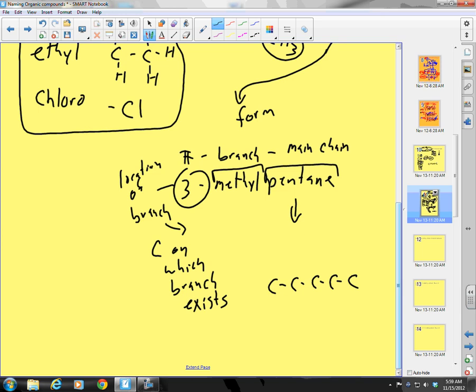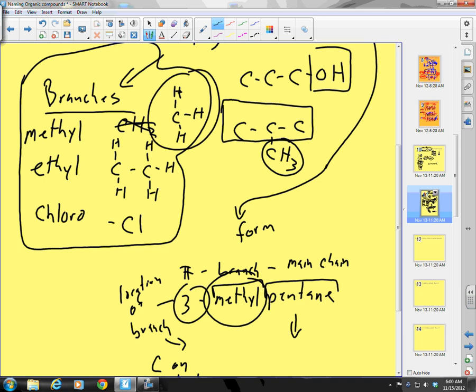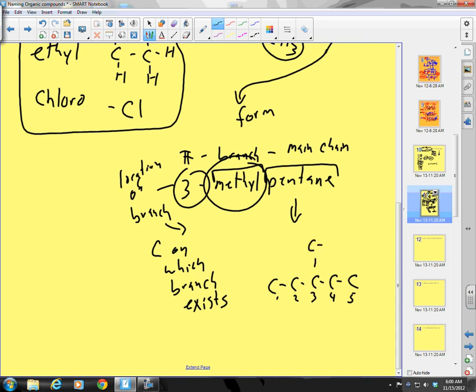On the third carbon, so now I have to number my carbons, either left to right or right to left, it doesn't matter. So I'd go 1, 2, 3, 4, 5. On the third carbon right here, I put a methyl. What is a methyl? A methyl is a CH3. So on my third carbon, I'm going to put a CH3. And then I'll fill in the rest with, we can get rid of our numbers now, I'll fill in the rest with my hydrogens. Remember, each carbon needs to have 4 bonds, so wherever I don't have 4, I have to put in hydrogens, right?